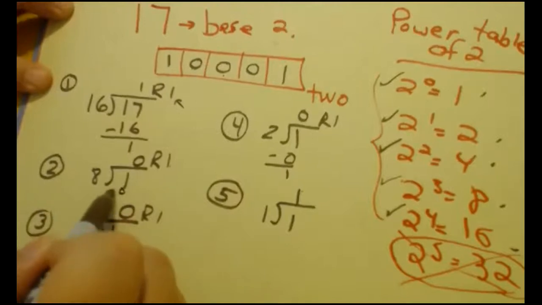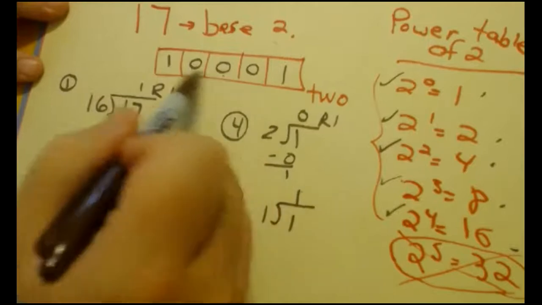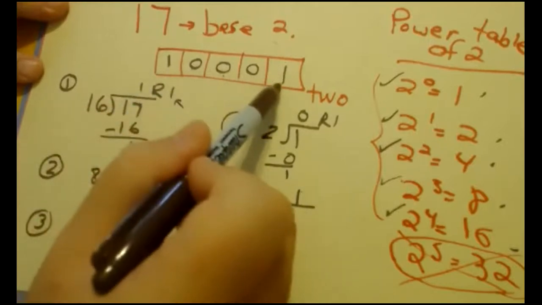8 times 0 is 0. Subtract, and what do you have? 1. It's a remainder of 1. If you're not sure if this is right, check it. Let's check that number. Well, let's discuss what are the place values of this number, and then we're going to take a short break, my friends, okay?